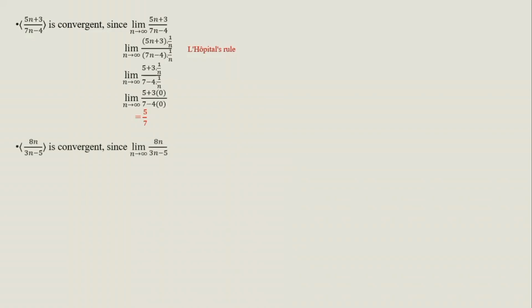Next is the infinite sequence of 8n over 3n minus 5, which is convergent since the limit of 8n over 3n minus 5 as n approaches infinity is 8n times 1 over n, over the quantity 3n minus 5 times 1 over n. Using L'Hopital's rule, we proceed to the next step, which is the limit of 8 over 3 minus 5 times 1 over n as n approaches infinity, which is 8 over 3 minus 0. The answer is 8 over 3.